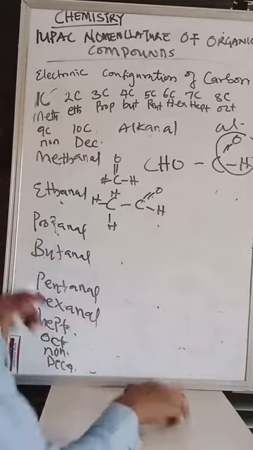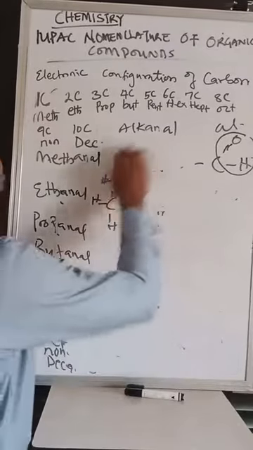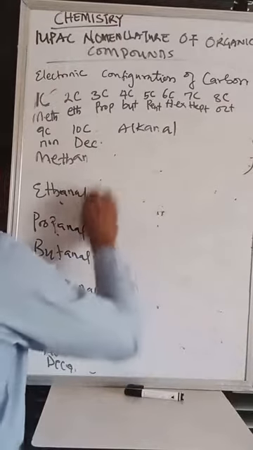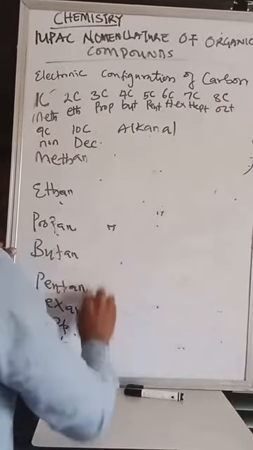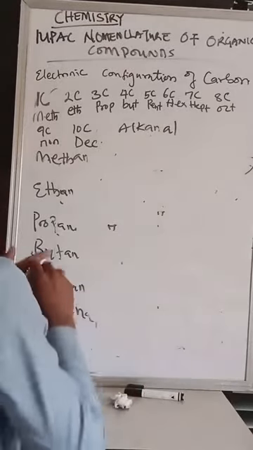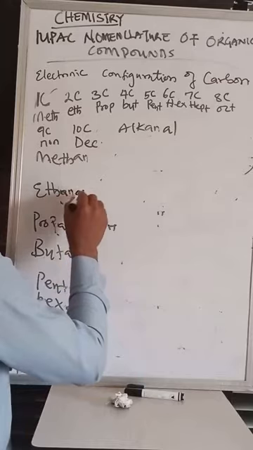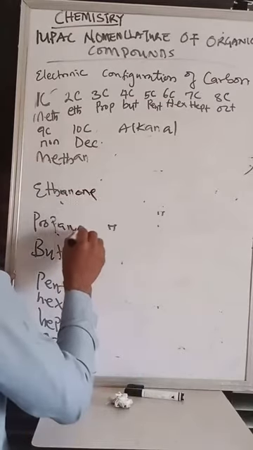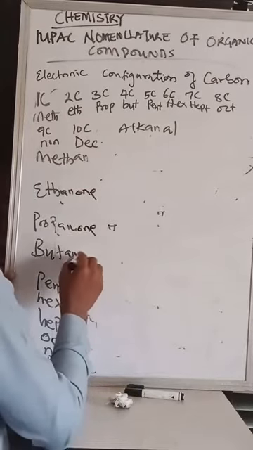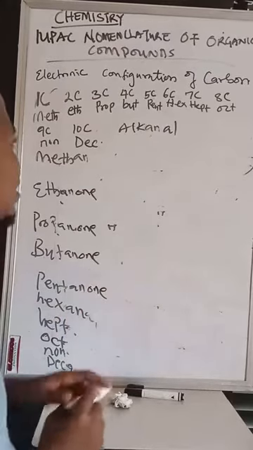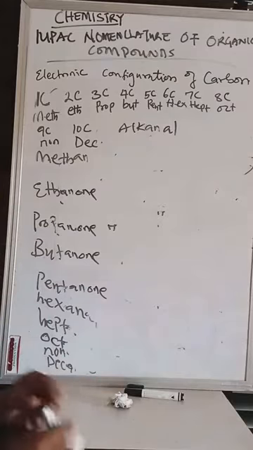When it comes to the ketone group, that is the alkanones. The alkanones. We don't have a methanone. We have ethanone, propanone, butanone, pentanone, like that, depending on the number of carbon atoms.